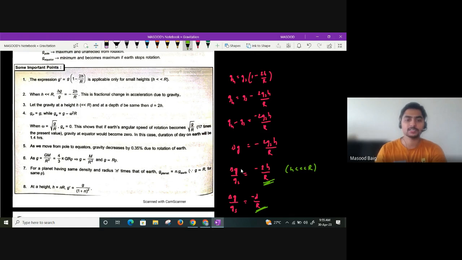This is called the fractional change in acceleration due to gravity. This is the change in acceleration due to gravity. What is this, beta? This happens to be your fractional change in acceleration due to gravity. Percentage change, if they are asking, you will directly multiply it with 100. So here, in case of a certain height, change is minus 2gs h divided by r. At a certain depth, if I consider, it will be minus gs into d divided by r, guys. Okay, this would be the change again. So these points you should be aware of. Clear, everyone?